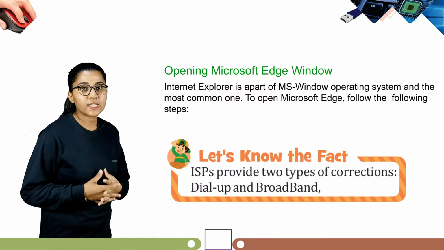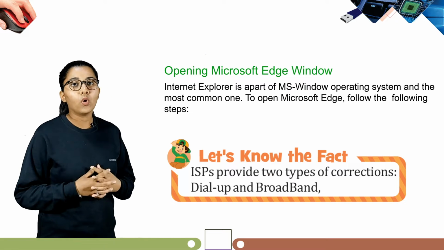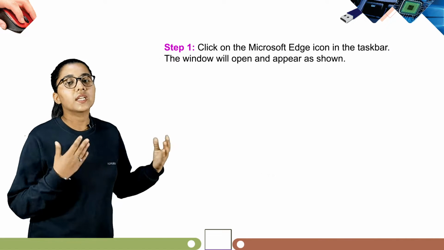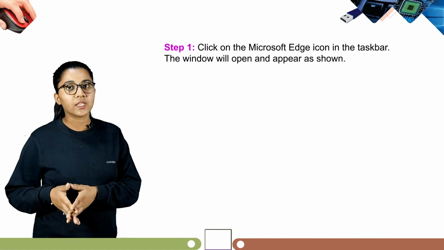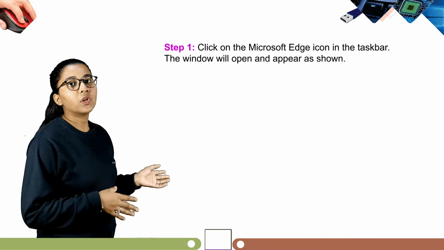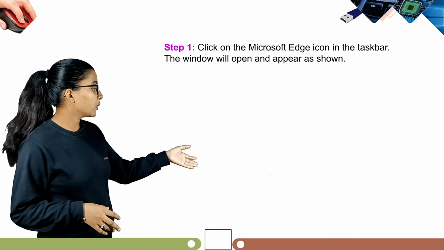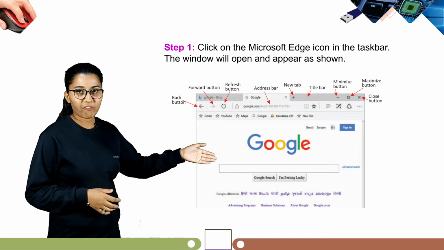So now students, let's know the steps of opening the Microsoft Edge. So our step 1 is click on the Microsoft Edge icon in the taskbar. The window will open and appear as shown. So students, here you can see the interface of Microsoft Edge.